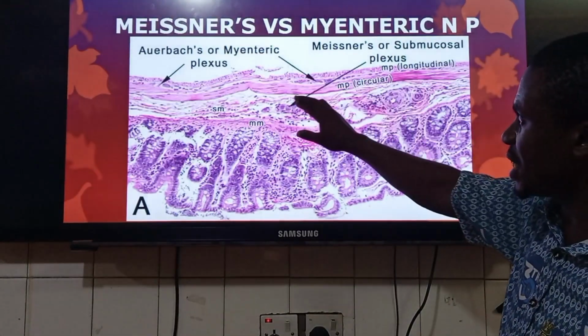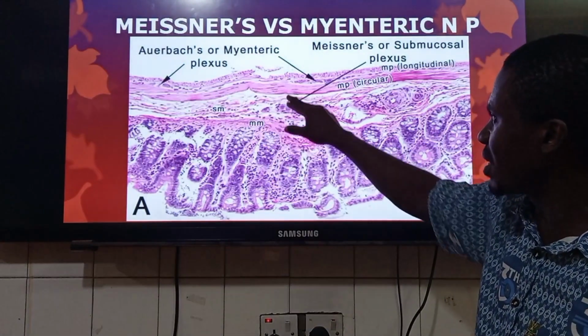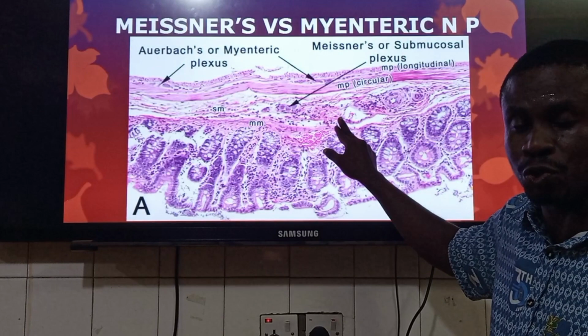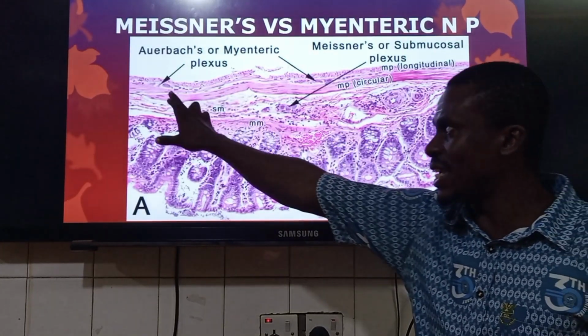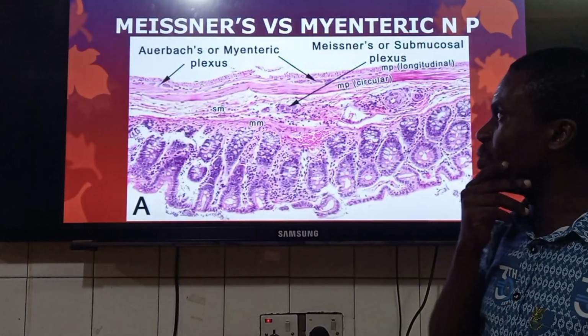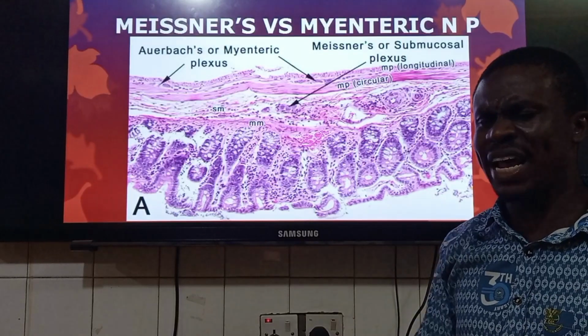Okay, and who are these? Between the inner circular and outer longitudinal muscle layers, we see one of the nerve plexuses, I've mentioned it to you. That's of course the myenteric or Auerbach's nerve plexus. And of course, in the submucosa, we see what we call the submucosal or Meissner's nerve plexus. But the point is, what are their functions?